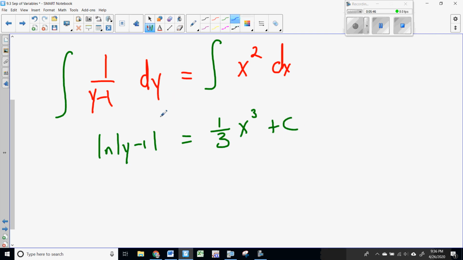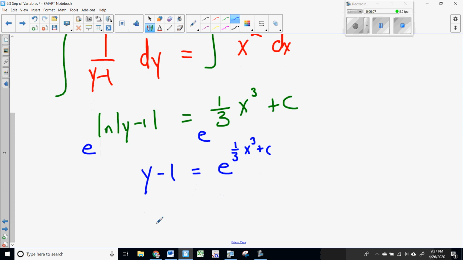Now next, we need to solve for y. If you remember, the way we do this when we have a log equation is we take the exponential of both sides, or we write it in exponential form, however you want to think about it. And we're going to get e to the 1/3 x cubed plus c. And then finally, to solve for y, I am going to add 1.